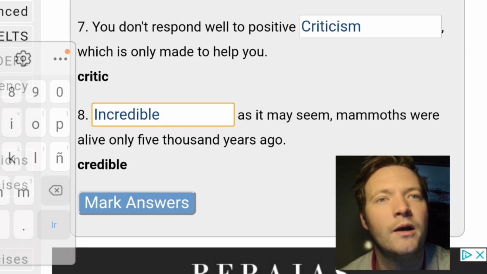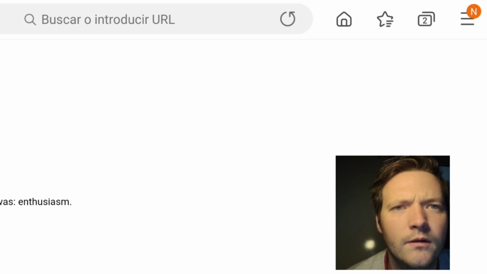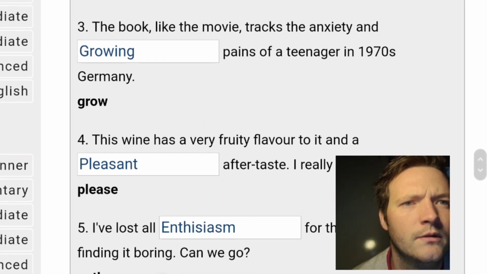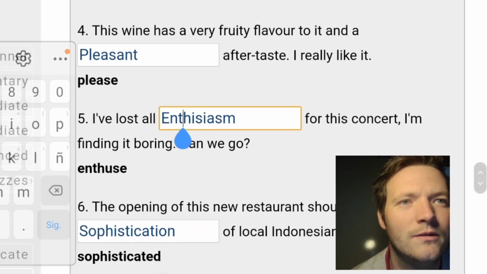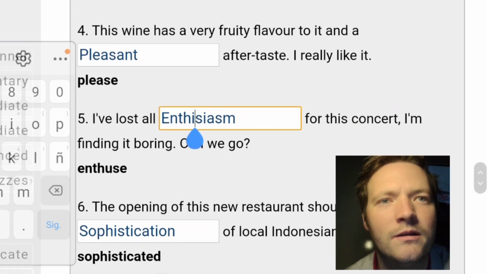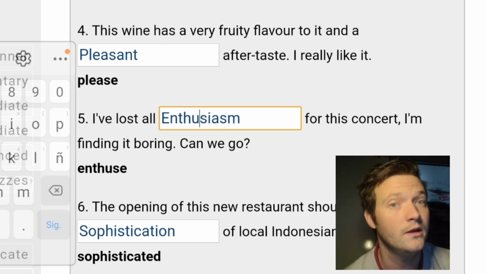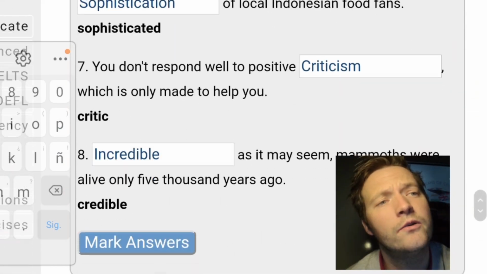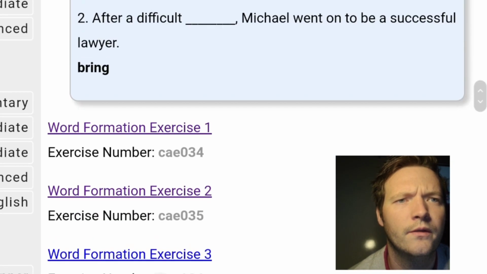So let's just quickly mark the answers. I got one wrong. I must have spelt enthusiasm wrong. I thought that's how I had spelt it. Let's have a look. Did I spell it wrong? I wrote enthusiasm. Okay, fair enough. Yeah, it's enthusiasm. It's just this tiny keyboard. I can't write, and the U and the I are right next to each other. I didn't get that wrong. That doesn't count. I've still got 100%. Okay, let's go to the third exercise.